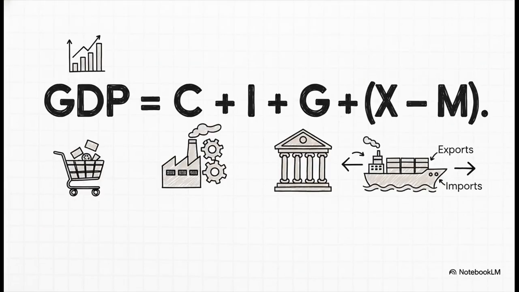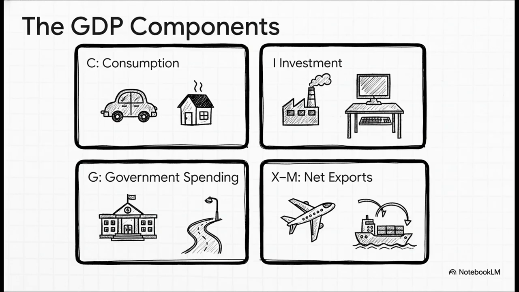And in the real world, the most common way we actually calculate this number is by using that expenditure method we just talked about. This gives us one of the most famous formulas in all of economics. GDP equals C plus I plus G plus net exports. Let's just quickly break that down. C is for consumption. That's pretty much all the stuff we, as households, buy. I is investment, which is what businesses spend on new equipment and buildings. G is government spending on things like roads and schools, and X minus M is just our exports, what we sell to other countries, minus our imports, what we buy from them. You add all that spending up, and boom, you've got GDP.